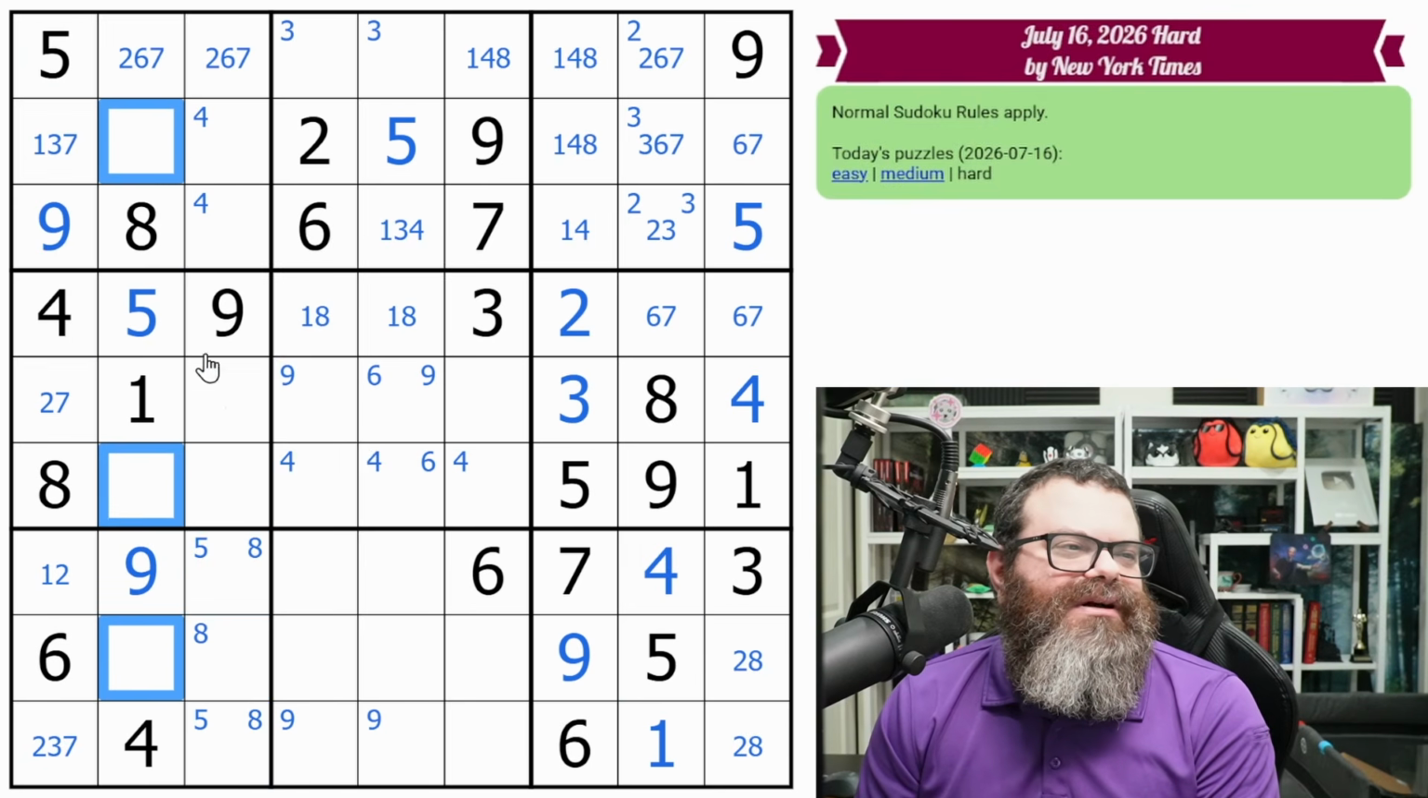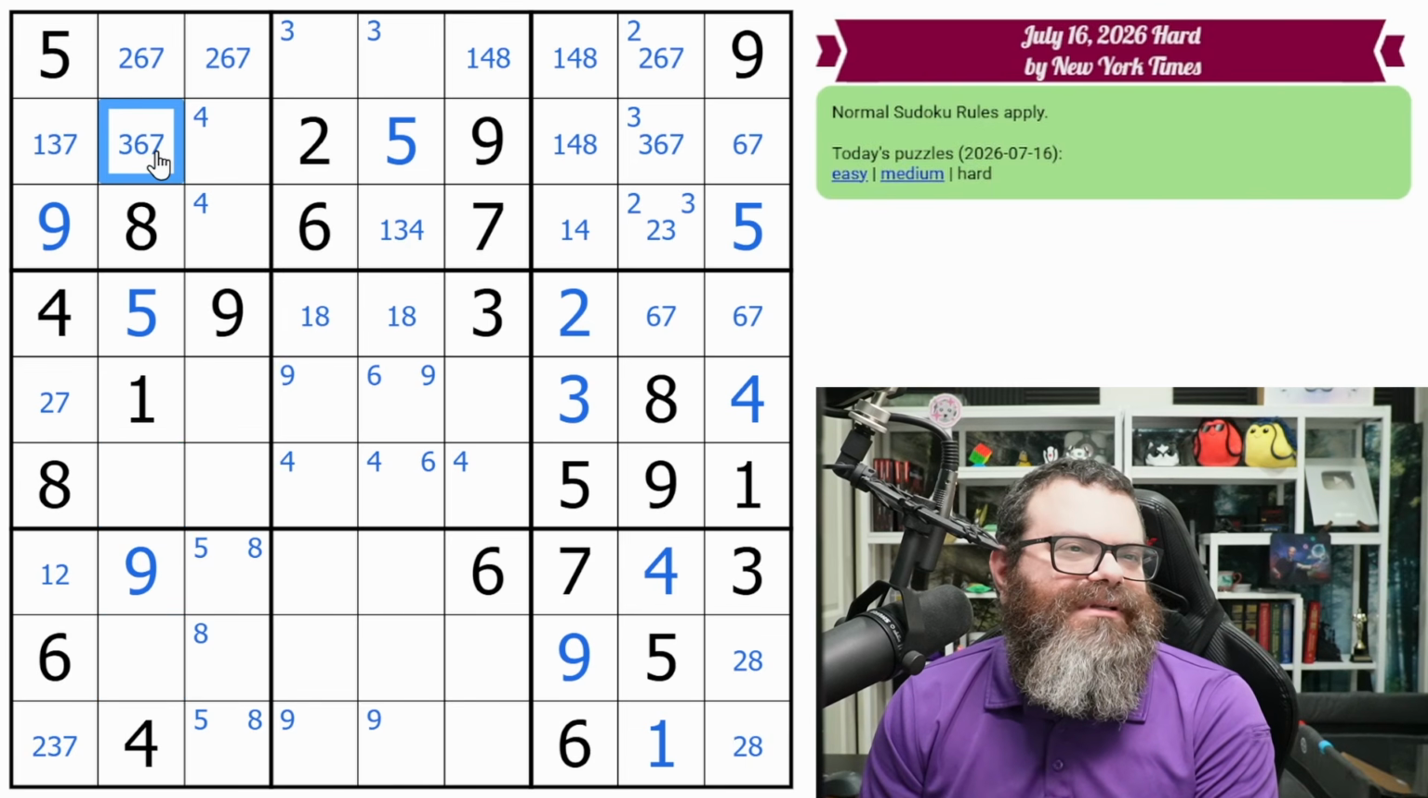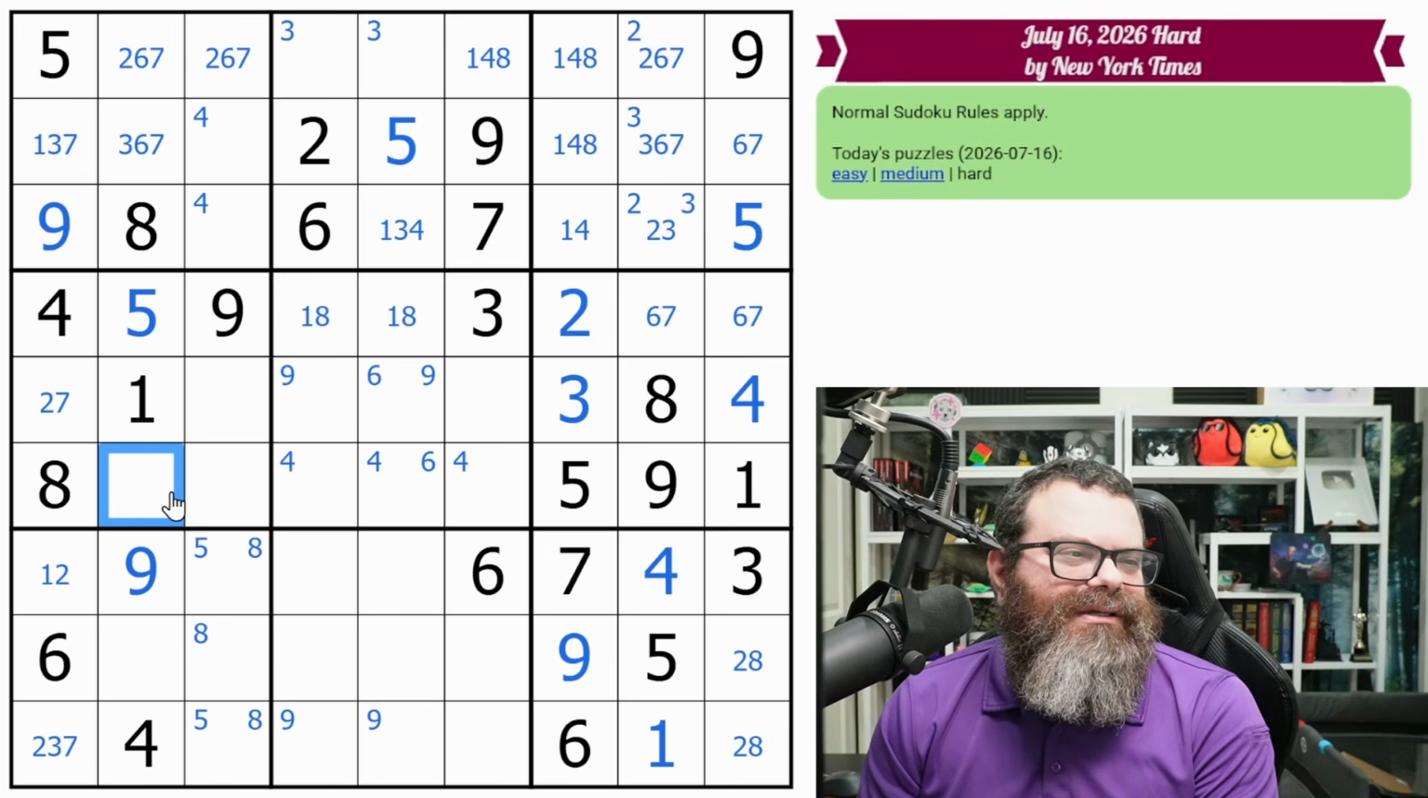And then I'm going to look at this column because we just placed the 5. We need a 2, 3, 6, 7. So this is 3, 6, 7. That makes a triple. I'm going to finish these though. Is this all of 2, 3, 6, 7? This is 2, 3, 7. I think it's all of them.